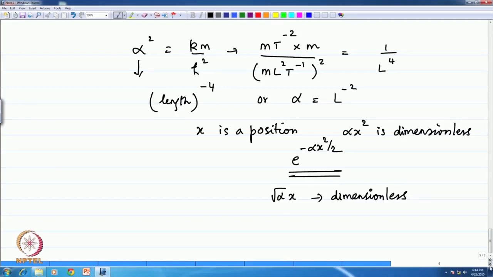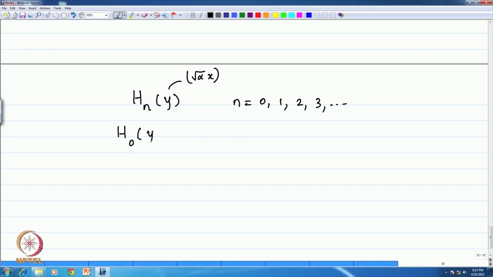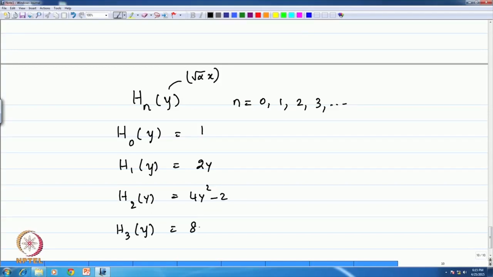The Hermite polynomials are solutions of what is known as the Hermite equation, which I wrote down earlier, and the Hermite polynomials are defined for various values of n. Let me write H_n(y) if I put the argument as y instead of root alpha x. Y is root alpha x in this case. If I write H_n(y) for n equal to 0, 1, 2, 3, etc., then the results are already known, namely H0 of y is 1, H1 of y is 2y, H2 of y is 4y squared minus 2, H3 of y is equal to 8y cube minus 12y, and so on.